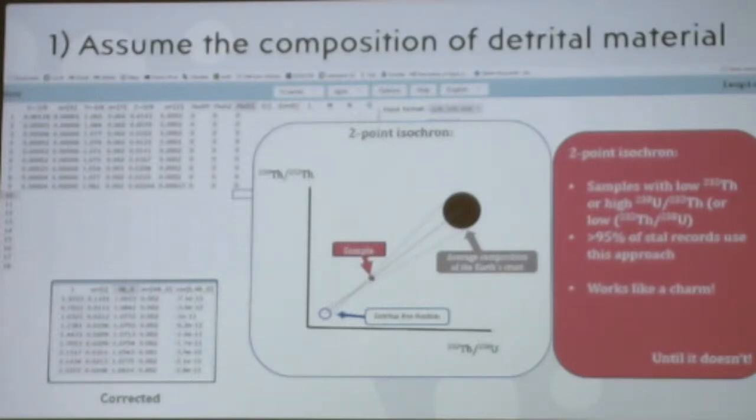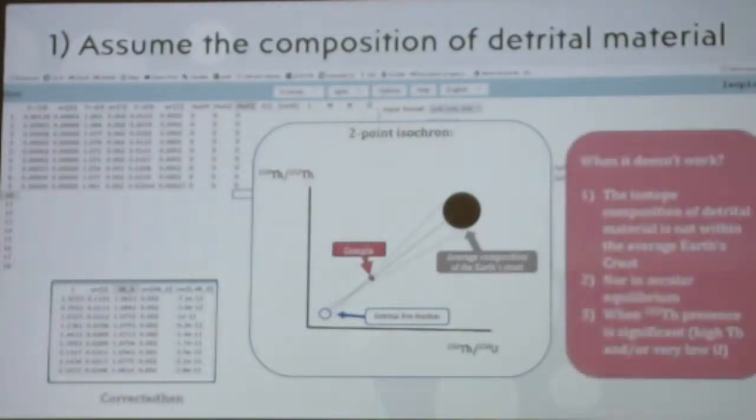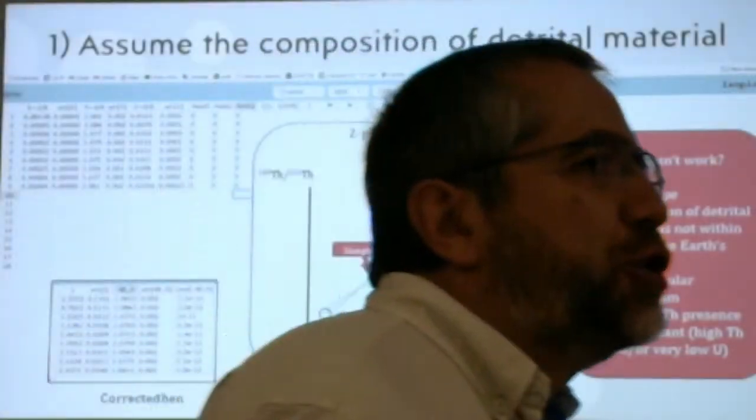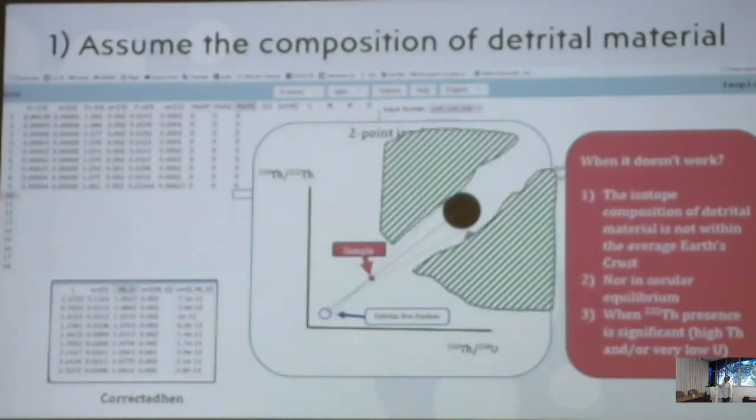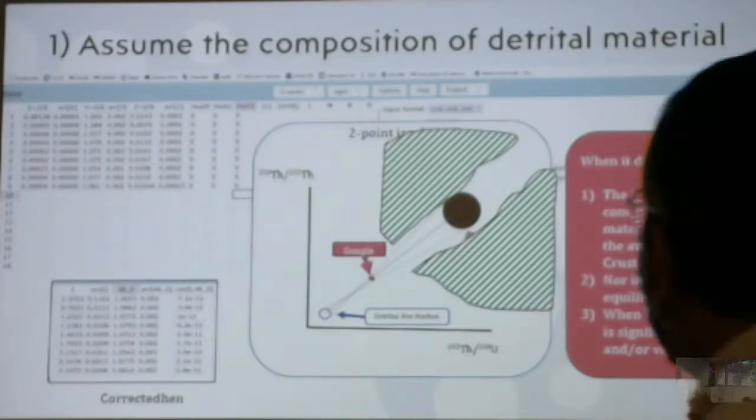And when it doesn't work, when the isotope composition of the detrital material is outside the circle, which is either not within the average composition of the crust, or not in secular equilibrium. Yeah, basically that is when it's here. And this is when we're starting to run into more tricky situations. How do we deal with this?